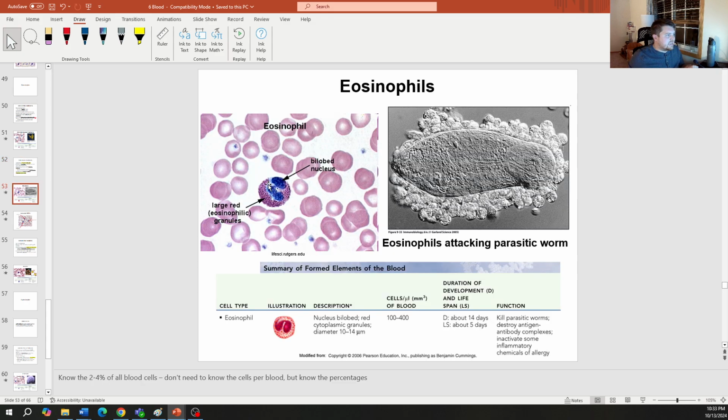Those 2 lobes are the easiest way to recognize them, and then the darker granules around the nucleus. They call it red, but darker. Okay, the two-lobed nucleus.